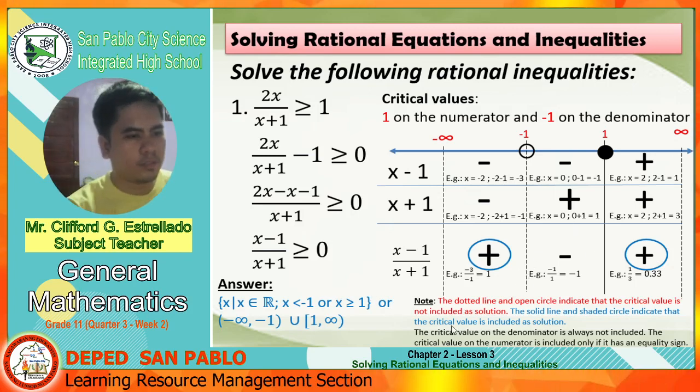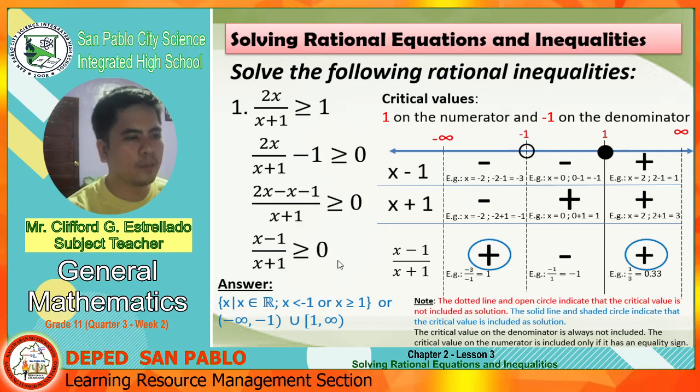Now, it says here, note the dotted line and open circle indicate that the critical value is not included as a solution. The solid line and shaded circle indicate that the critical value is included as a solution. Okay? So here we have a broken line on our critical value of negative 1 and an open circle. It means negative 1 is not included as a solution. Why? Because negative 1 is the critical value of our denominator.